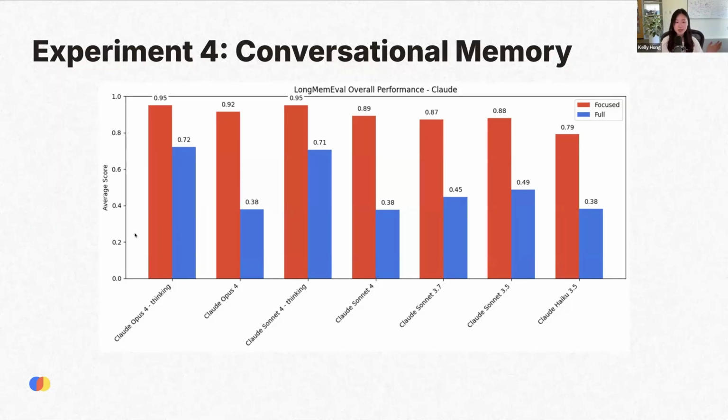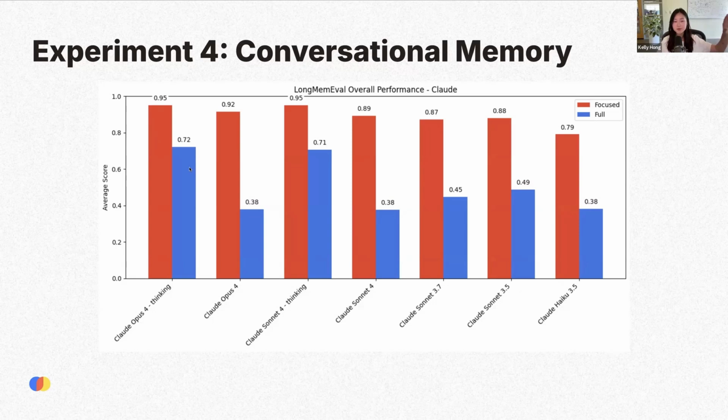So the first condition is the focus condition, which is the red bar here. That's basically the situation where you give the model only the relevant information. So you only give it the parts that are relevant to answering the question. This was typically around 300 tokens, I think. And then you give it the full context as well.